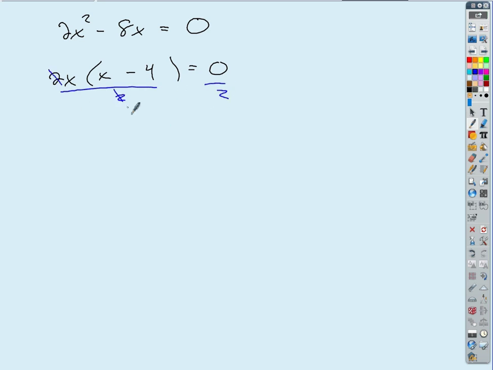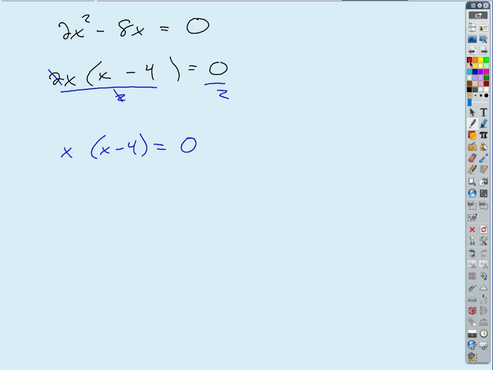The 2's cancel, right? Those are common factors. You see why I can cancel those? I couldn't reduce the 2 and the 4, because the 4 is not a factor, but the 2 is. The 2 is a factor because it's being multiplied by stuff on the top, right? So it's free to cancel. So I cancel those out, and that gives me x times x minus 4 equals 0. 0 divided by anything is 0, right?